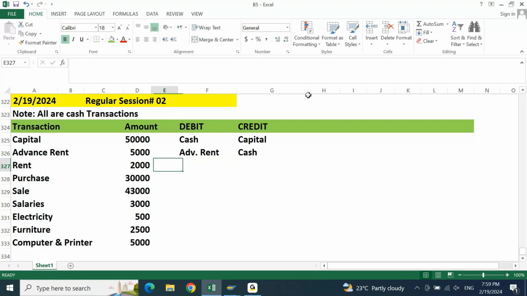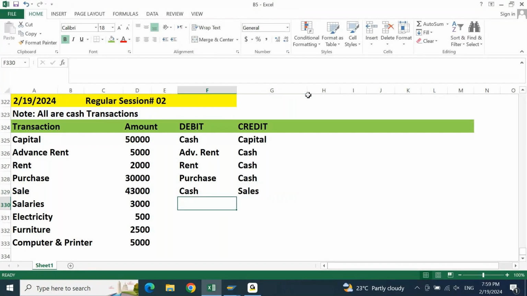After this, I am going to write rent. Rent is an expense. I am going to put rent account debit, cash account credit. Similarly, next one, purchases. Purchase is an expense. I am going to put purchase account debit, cash account credit. Similarly, sales. Whenever you make any sale, cash account debit, sales account credit. I am going to put cash debit side, sales credit side.